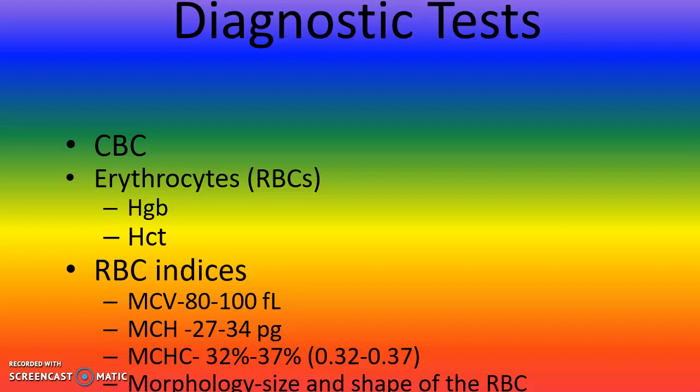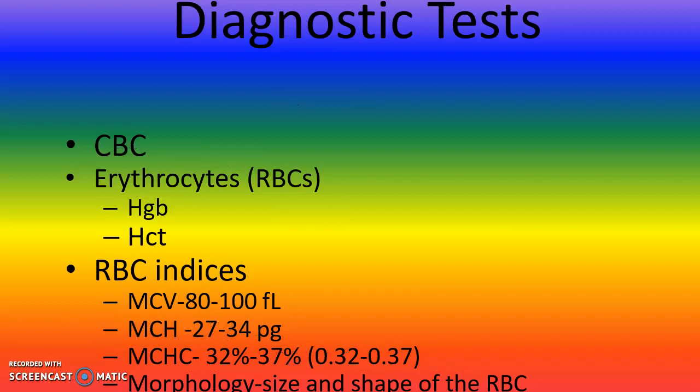Then we're also going to be looking at the RBC morphology, looking at the size and shape. They all should be uniform. We may see red blood cells that are rouleaux, which is French for in a roll, and that's an indicator of an infection. We also may see larger or smaller in the same smear.